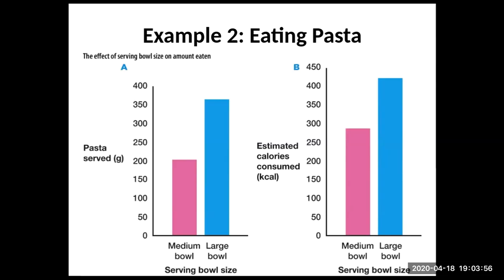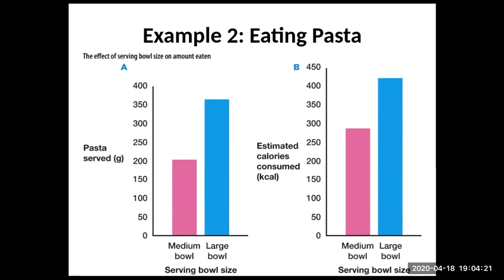So researchers wanted to see, by giving participants either a medium bowl or a large bowl, if on the left, A, how much, as you can see, we have the same in A and B, we have the serving bowl size, medium or large. And remember that our dependent variable is on the y-axis. So in the first one, A, we see the amount of pasta that they took.